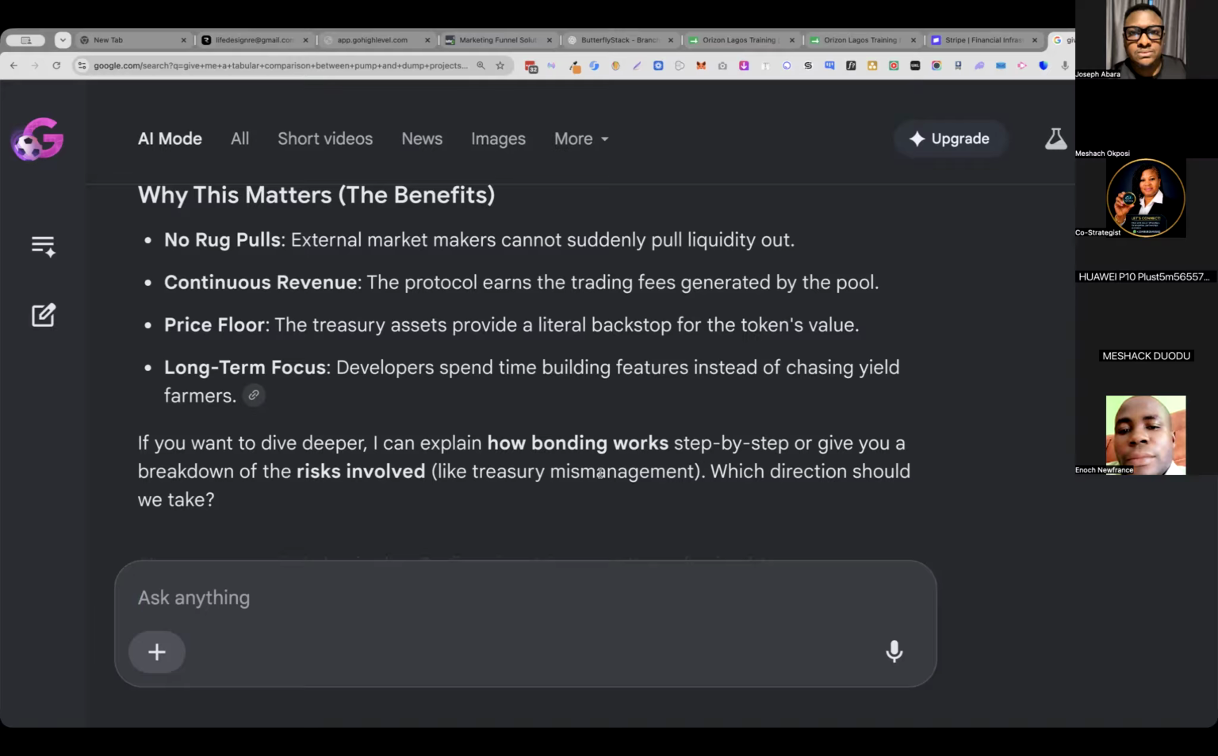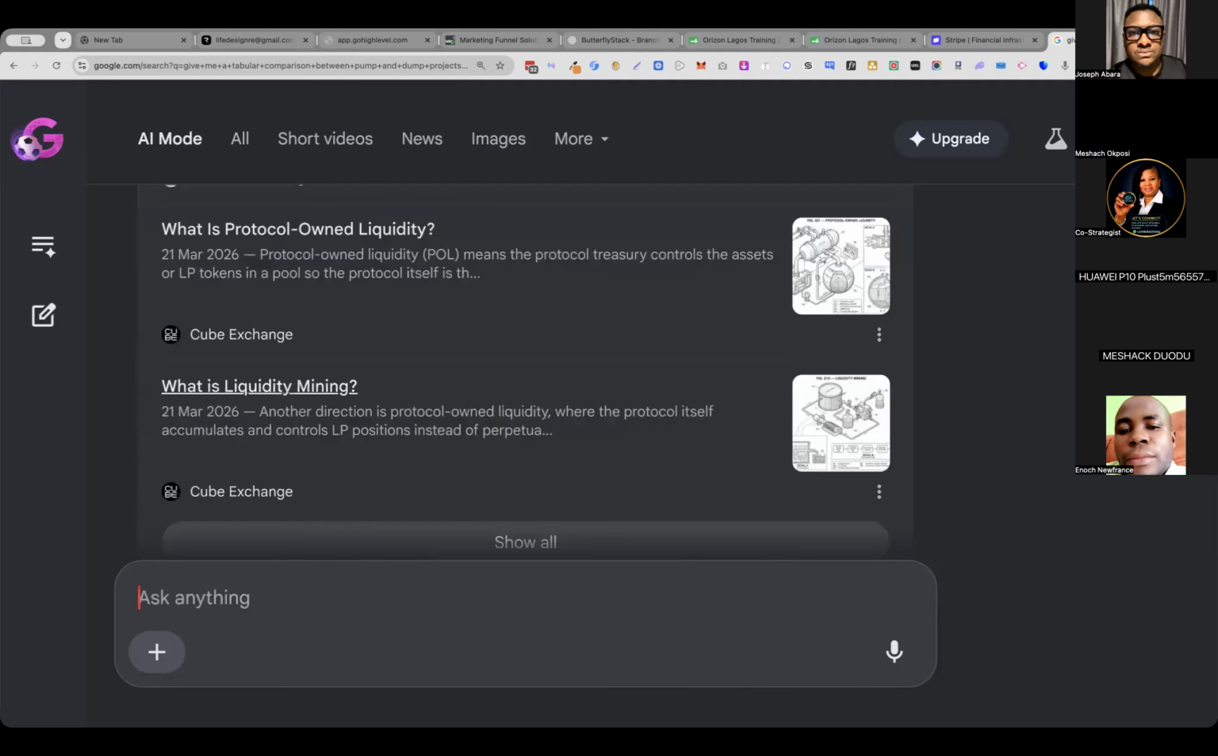Last question I want to ask. What was the APY that Olympus DAO offered when they launched? Okay. What was the APY? How much was Olympus DAO giving if you stick with Olympus DAO when they started?